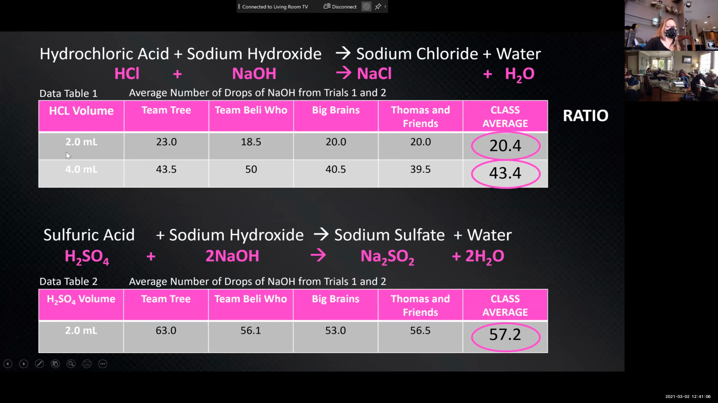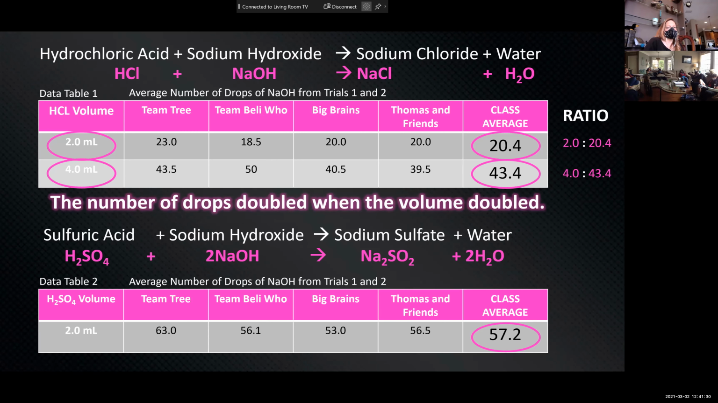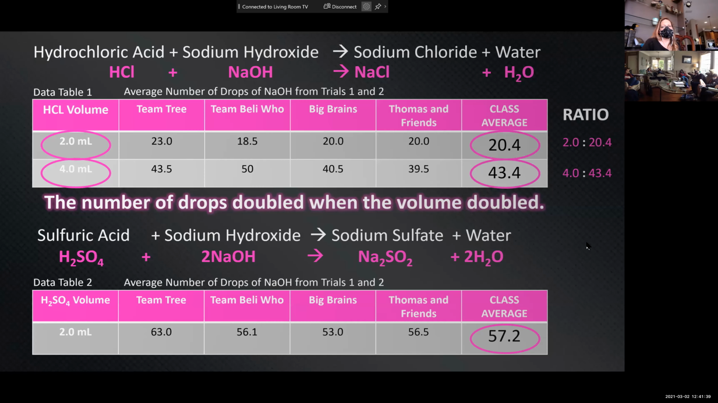Our drops here was our volume and our average, and we're looking to see if there are any coefficients, but we didn't quite get to that point yet. So we had 2 milliliters to 20.4, and then we had 4 milliliters to 43.4. So those were our ratios. Your number of drops doubled when your volume doubled. That makes sense, right? This part made sense. It was when we got to the next step that people really started to get lost. So have a look at that.